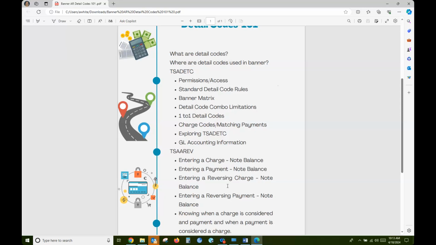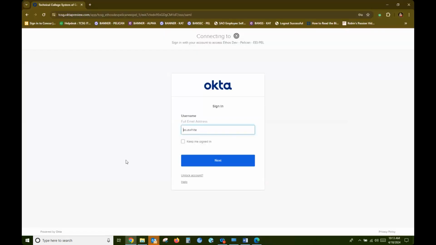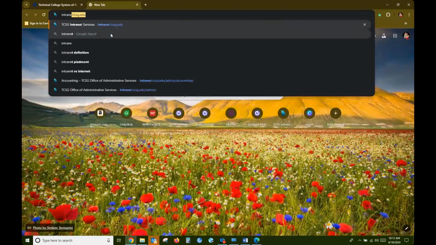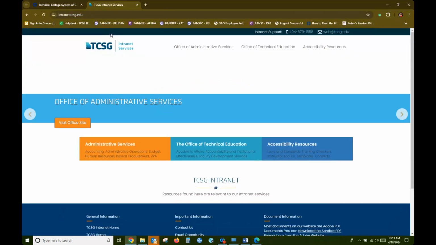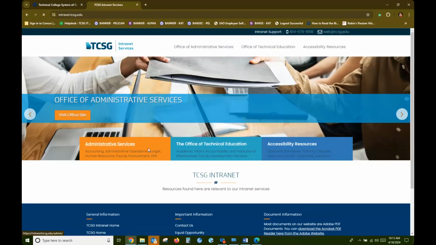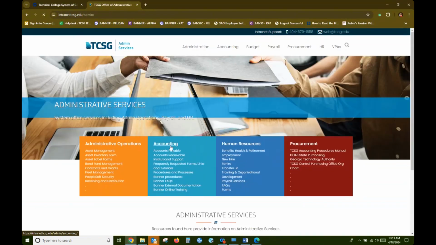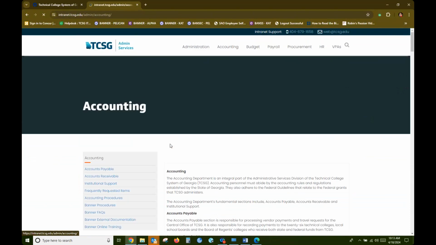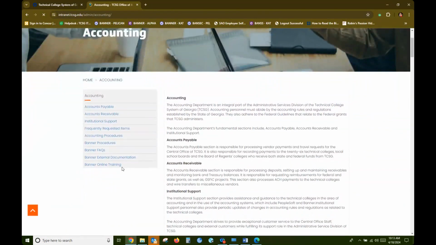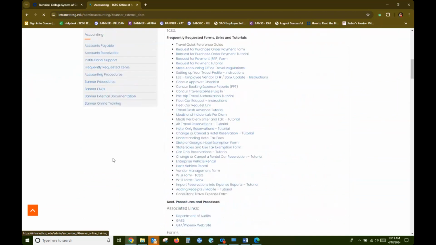So let me show you an example of that. If we go to the intranet, this is an important place. If you go to admin services and then you go to accounting, this is where we put all of our information. This is where your Banner online training documentation and online videos are. This is where your internal documentation is. This is where your Banner procedures are and FAQs. So this is an important spot.